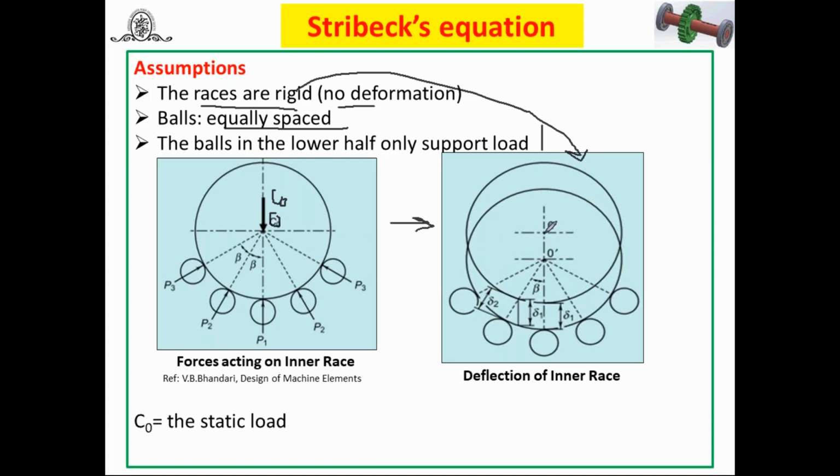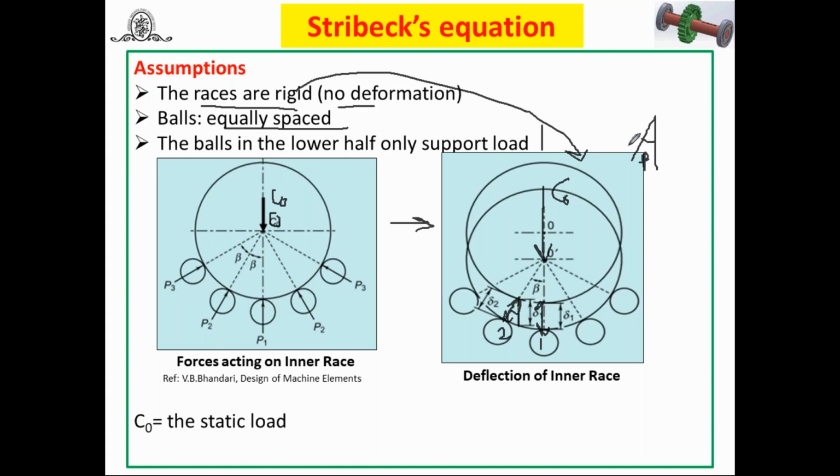We have already discussed these things. From the initial position O to O dash, this shifting or deflection of the race is denoted by delta. For ball 1, this deflection is delta 1. For ball 2, it's delta 2. Suppose this is the vertical axis; the load acting here is C0. At ball 1, the deflection is delta 1. For ball 2, the deflection of the race is delta 2, the vertical one is delta 1, and the angle made here is beta.